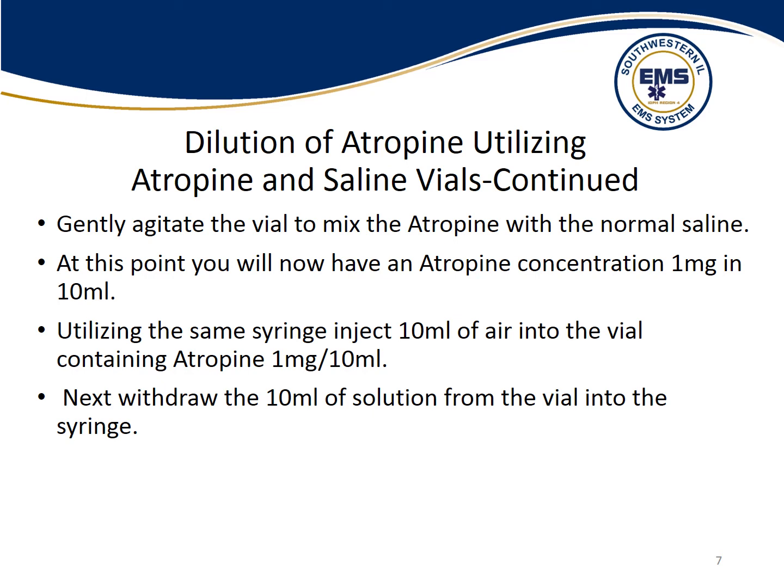Utilizing the same syringe, inject 10 milliliters of air into the vial containing atropine 1 milligram in 10 milliliters. Next, withdraw the 10 milliliters of solution from the vial into the syringe.